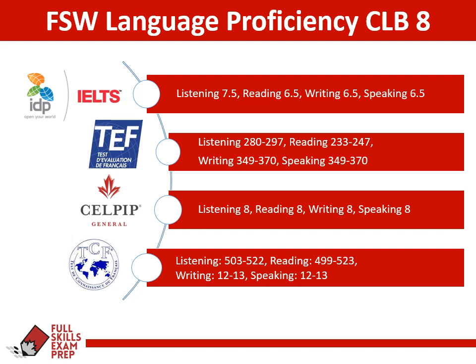For TEF, we can see that the score dropped a little bit as well, and for writing and speaking, we are looking at a 349 to 370. For listening, it's 280 to 297, and reading is 233 to 247. And finally, with le TCF, we are looking at a 12 or 13 in speaking and writing. For listening, we're looking at a 503 to 522, and reading is a 499 to 523.